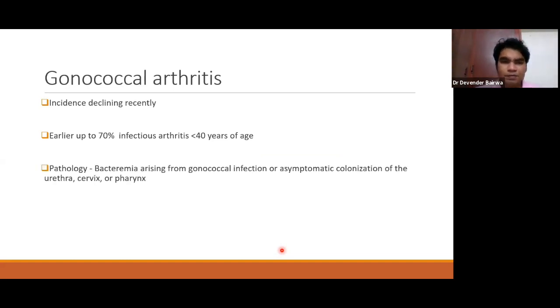The pathology is simple. There will be bacteremia because of some colonization or infection in the body, mostly urethral infection, cervical infection, or let's say pharyngeal infection by gonococci. Once that infection or colonization is there, if for any reason there is bacteremia, it reaches the joint and leads to infection. So this is the pathology of gonococcal arthritis.